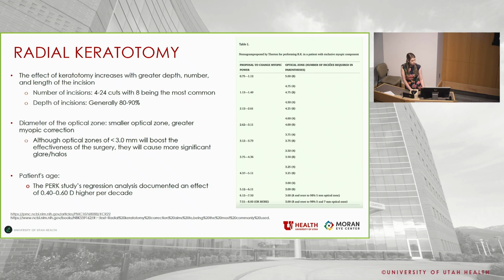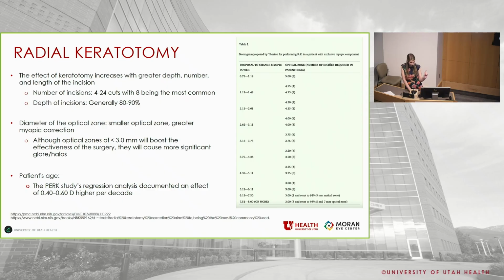And for the diameter of the optical zone, a smaller optical zone is going to have greater myopic correction. So one could think, why don't we just go smaller, smaller, smaller? At some point, you're going to have more significant glare and halos. That's determined to be around an optical zone of less than 3 millimeters. Past that, we say the risk-benefit is no longer good for the patient, because they'll have more glare and halos. And then interestingly, the PERC study's regression analysis documented an effect of 0.4 to 0.6 diopters higher per decade. So age is also something to consider.